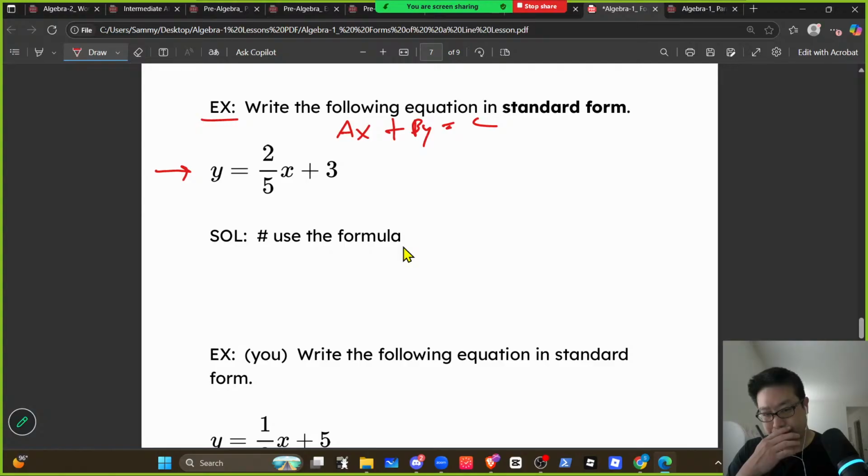How would I move 2/5 x? You subtract it.